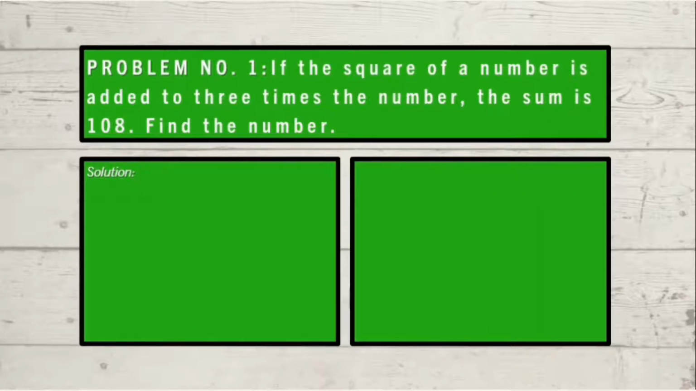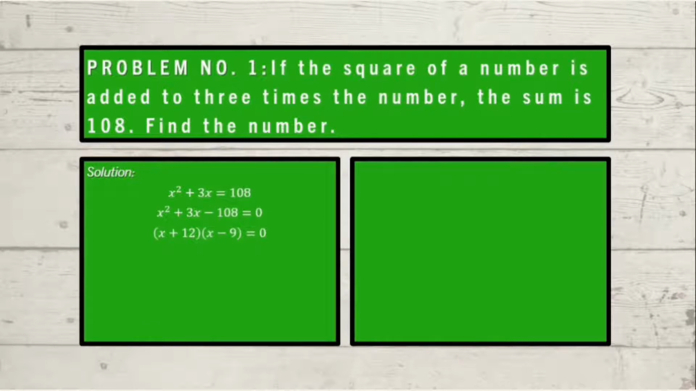After writing the equation, let's proceed with the solution. Transform the equation to the standard form by transposing 108 to the left side of the equation, which results in x squared plus 3x minus 108 is equal to 0. Then, think of the appropriate best method of solving a quadratic equation that is applicable to this quadratic equation, and that is factoring. The factors are x plus 12 and x minus 9.